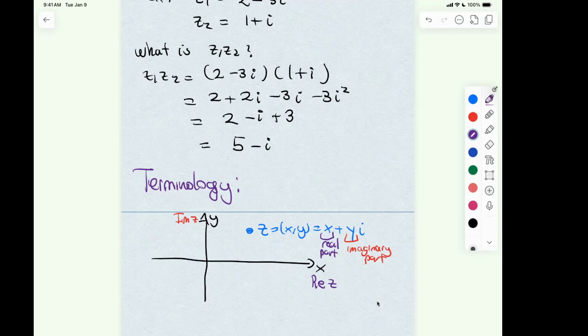So the number in front of i is called the imaginary part, and the number in front of one is the real part. One is secretly always there, so this is always x times one. You could always have thought about x being the real part and y being the imaginary part. The thing is, until now it wouldn't have been beneficial.